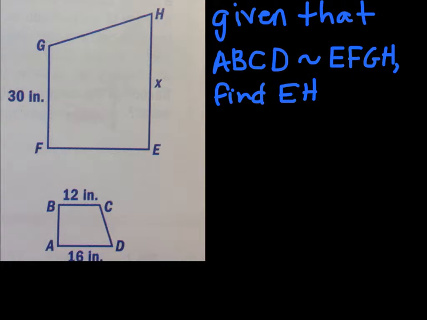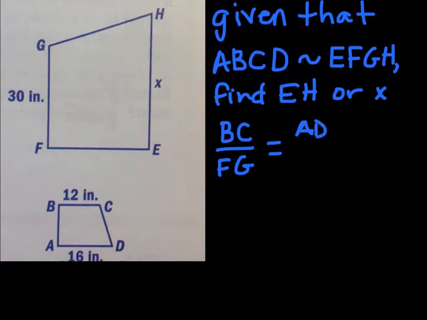We'll begin by finding an unknown side length in a similar figure. Given that ABCD is similar to EFGH, find line length EH, or X as it's labeled here. So we're going to use ratios of the lengths of corresponding sides to write a proportion involving our unknown length EH. So let's write a proportion that uses BC to FG and set that equal to AD over EH.